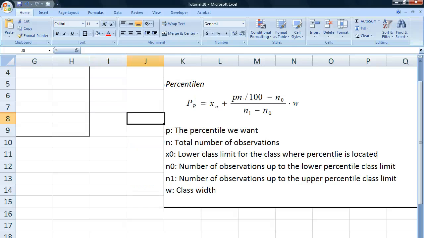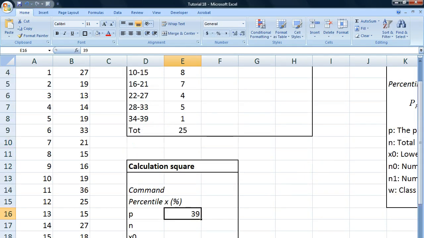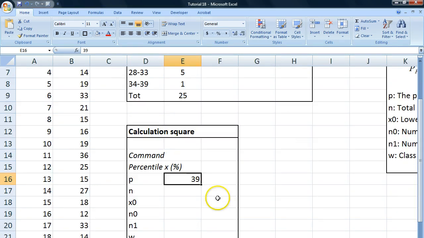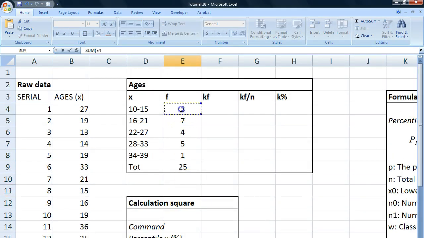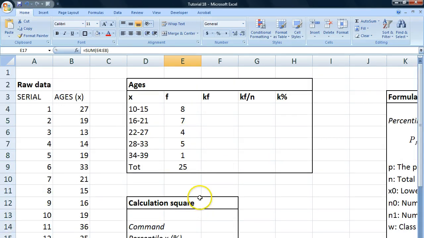So we're just going to get right to it, and first we need P. So we're just going to choose the percentile that we're looking for. I'm choosing the 39th percentile. So this is the percentile we're looking for. We're also going to need an n to multiply our percentile with, and we can find that by summing up all our frequencies. So we go sum, and we sum up all the frequencies in our frequency table. And we get 25. Excellent.